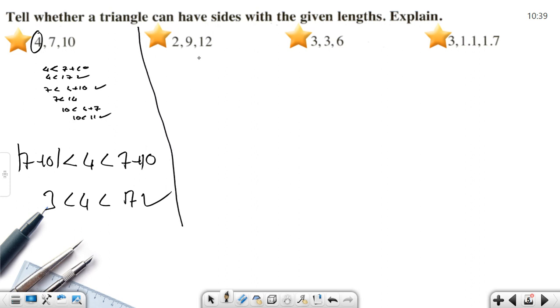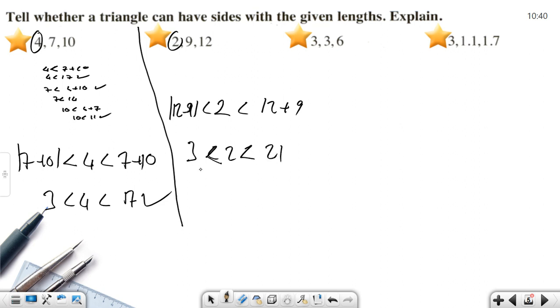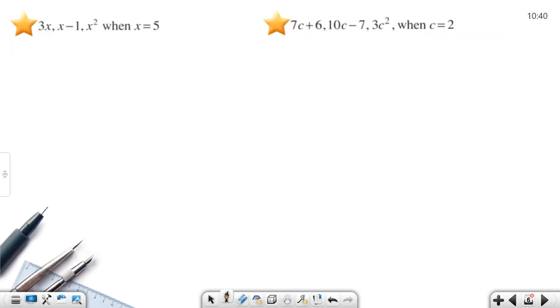One more example for that one, so you can try the rest. I choose 2 in the middle. So 12 minus 9 must be less than 2, and 2 must be less than 12 plus 9. 12 minus 9 is 3, 3 is less than 2 is less than 21. As you see, 3 is not less than 2. The statement is false, so a triangle cannot have these lengths. You can try the two examples.